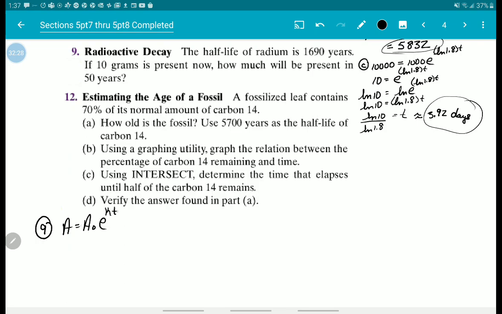So the difference between this one and the other ones is that now we're decaying. So our K is going to end up being a negative number. So we know the half-life is 1,690 years. So here's what we know so far. We're starting with 10 grams.